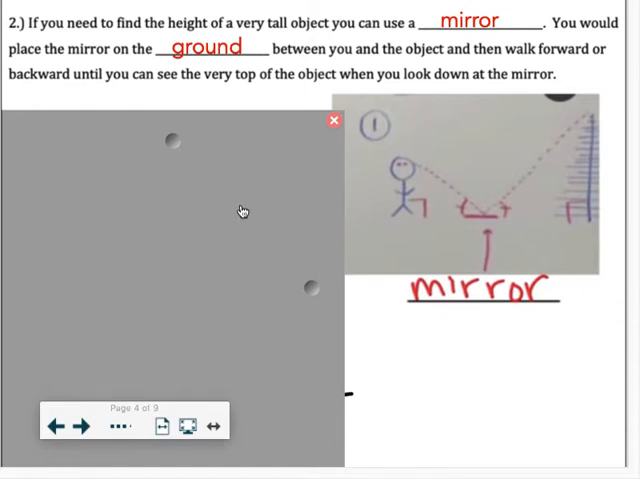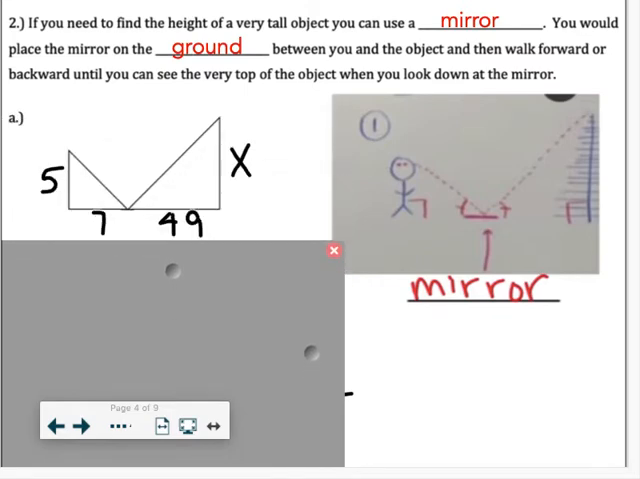Not as common now that we have as much technology in the world, this mirror idea of being able to use that to create this distance. So I would then be able to measure the distance of the mirror to the tree, the distance from me to the mirror, and then I would know my height. Then that unknown height would be that object, the tree or the building.